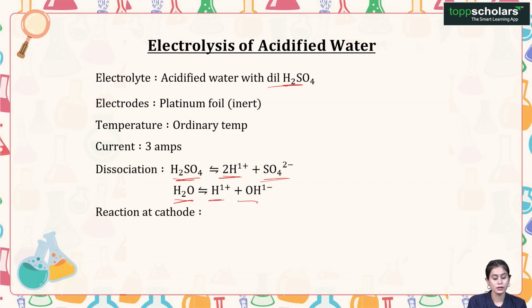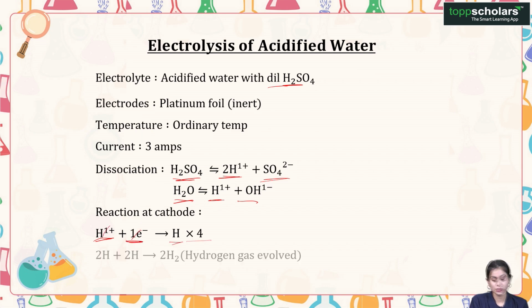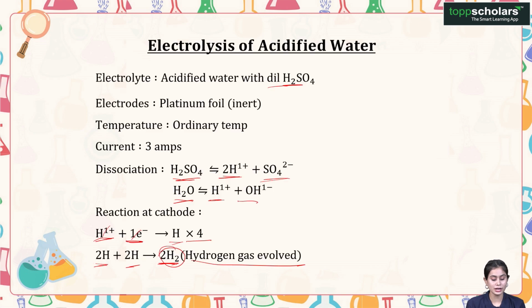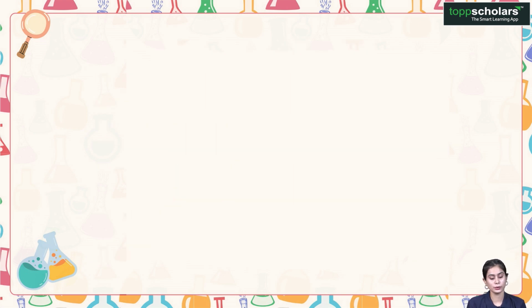Simple. Reaction at the cathode. What will happen at the cathode? H1+ will gain one electron and become H. How many? 4. So 4H+ plus 4e- gives 4H, and 2H plus 2H will give 2H2. Hydrogen gas, this is the molecular form, right? So 2 molecules of pure hydrogen gas will be evolved. That is your reaction at the cathode.